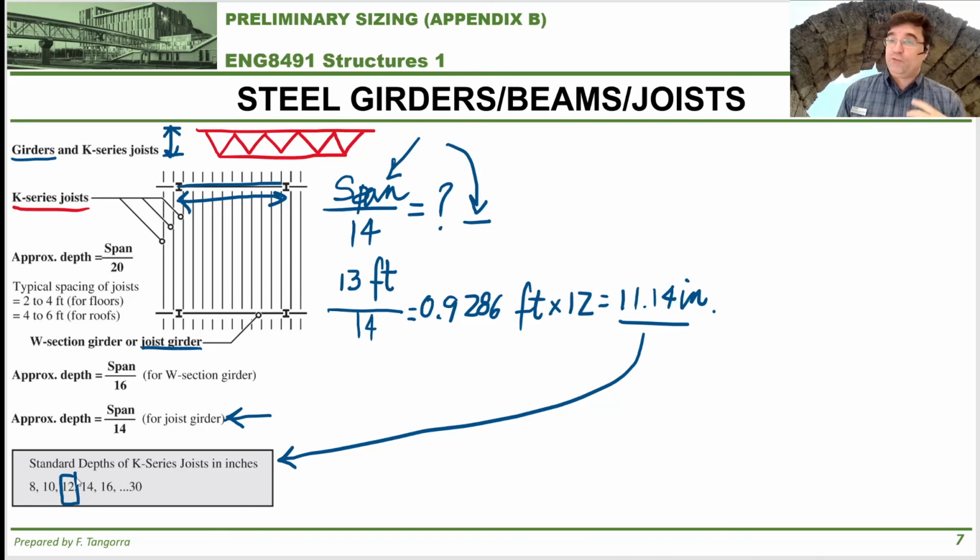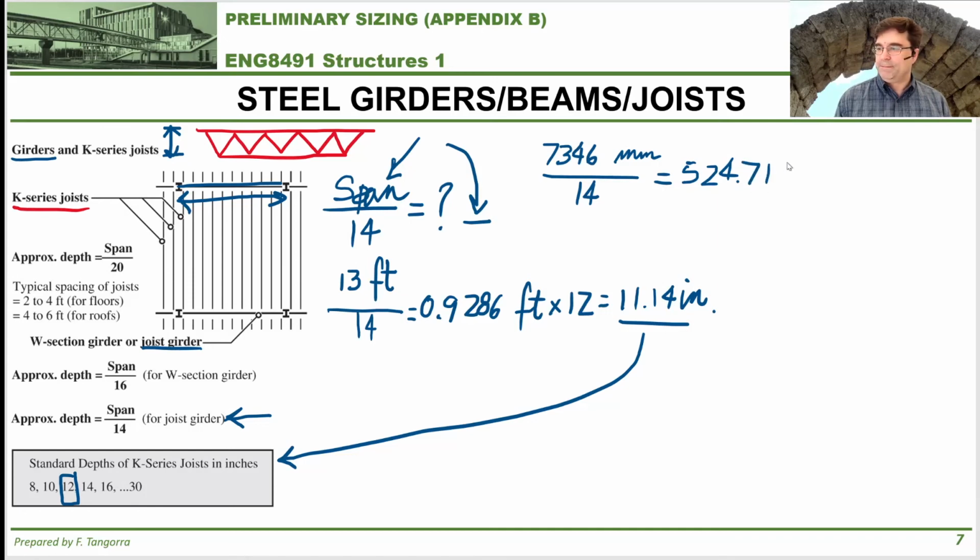Okay? If we were doing this using metric units, so say millimeters, and I had a span that was, let's say, 7,346 millimeters, I divide that by 14 to get 524.714, again millimeters, right? And then typically you round it up to the nearest millimeter.